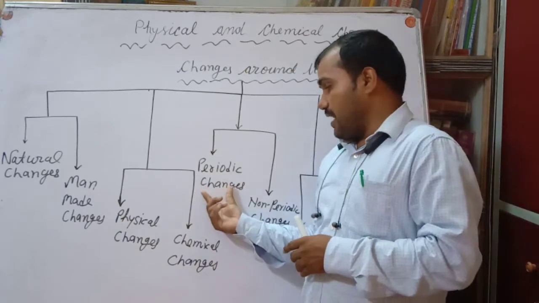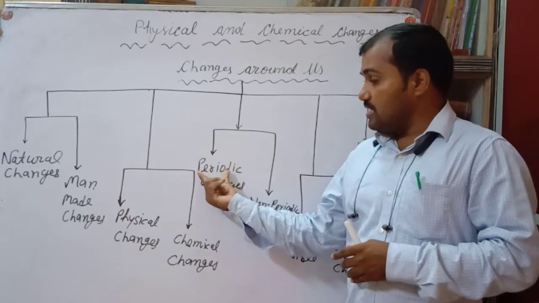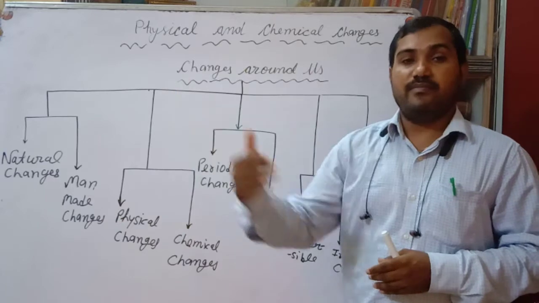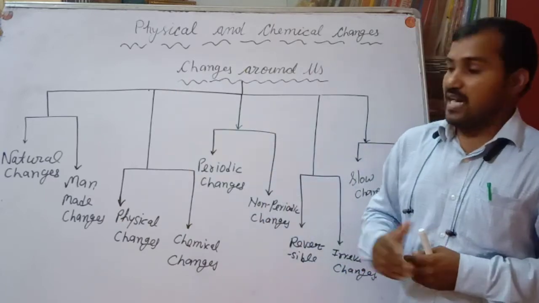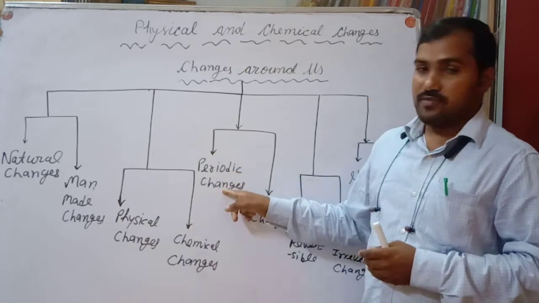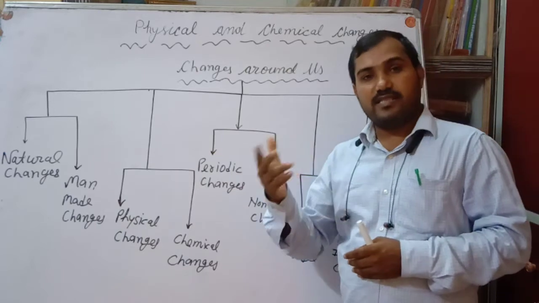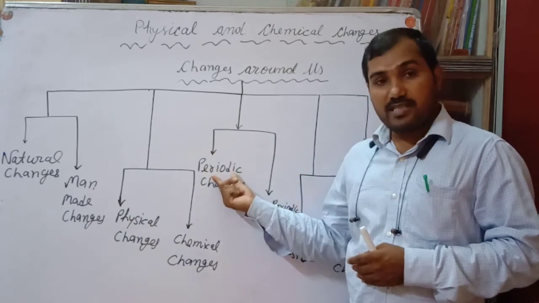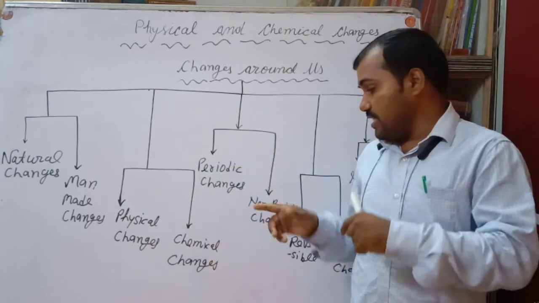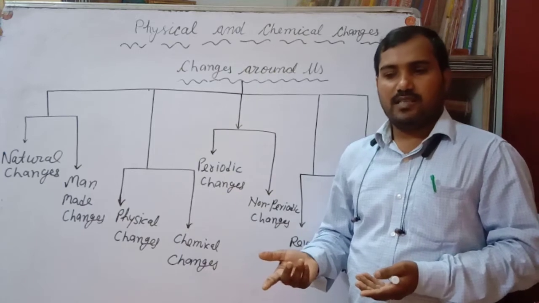Now, periodic and non-periodic changes. By the name it is indicated that periodic changes occur at a certain interval of time. For example, change in season is a periodic change, but change in the weather is a non-periodic change. It can change at any time. Okay?